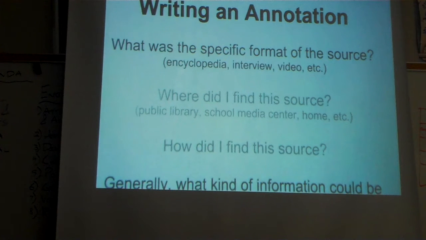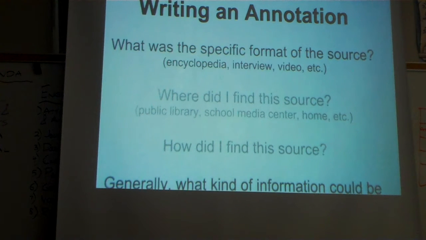Now moving on to an annotation. Basically an annotation is just an explanation of every reason why you are using that particular source. So there are a few questions you need to answer when creating an annotation. You don't need to go into specifics on all of them, but if you're having difficulty creating an annotation, this will give you a great idea as to where to start.